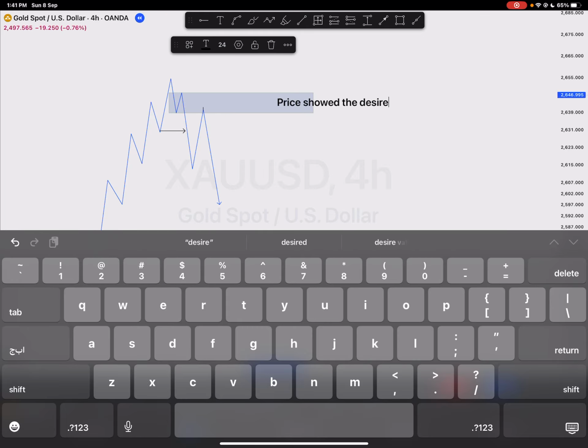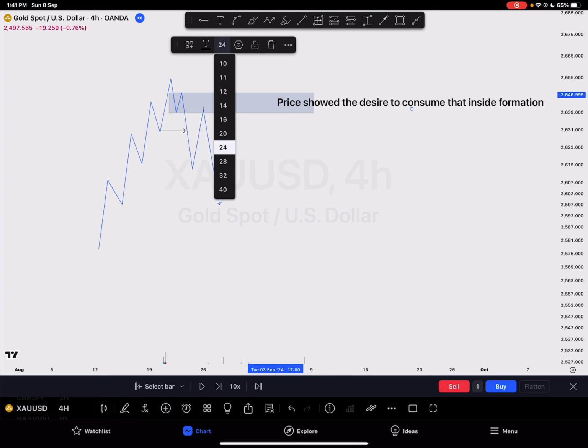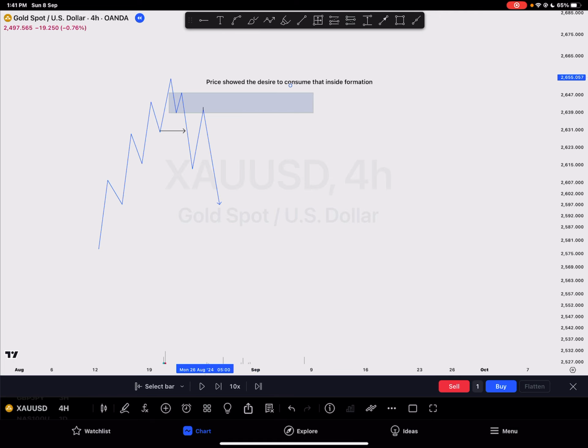to consume that inside formation. Price showed desire to consume that inside formation. So after price showing desire to consume that inside formation, what's next? So price later formed an inside formation.